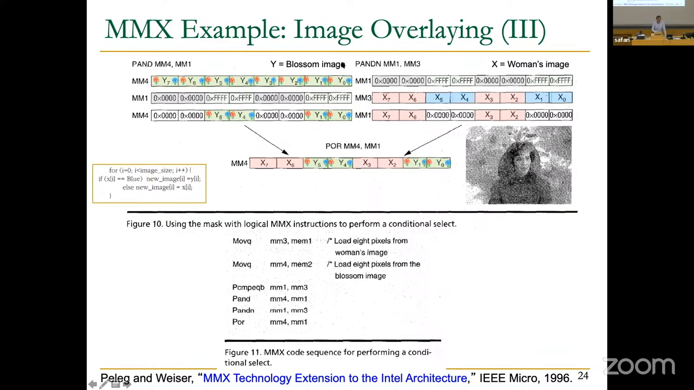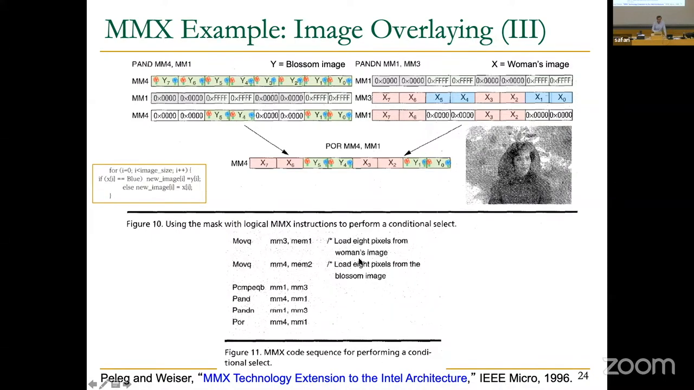And hopefully, because of the way we have constructed the program, in the final 8 pixels of the image you have the blossom image in places that were blue in the original image, and you have the original image in places that were not blue in the original image. That's the idea, okay? So you can do this essentially with this instruction sequence.